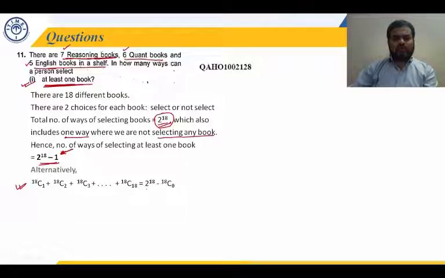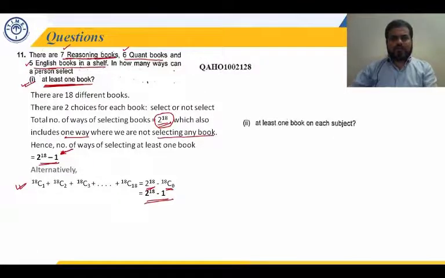So we are adding from 18C1 till 18C18. So in 2 to the power 18 we have to subtract one term, which is 18C0. 18C0 is basically we are not selecting any book. 18C0 we know will be 1, NC0 is always 1. So it will be 2 to the power 18 minus 1. This is another way of looking at the same problem. Fine.